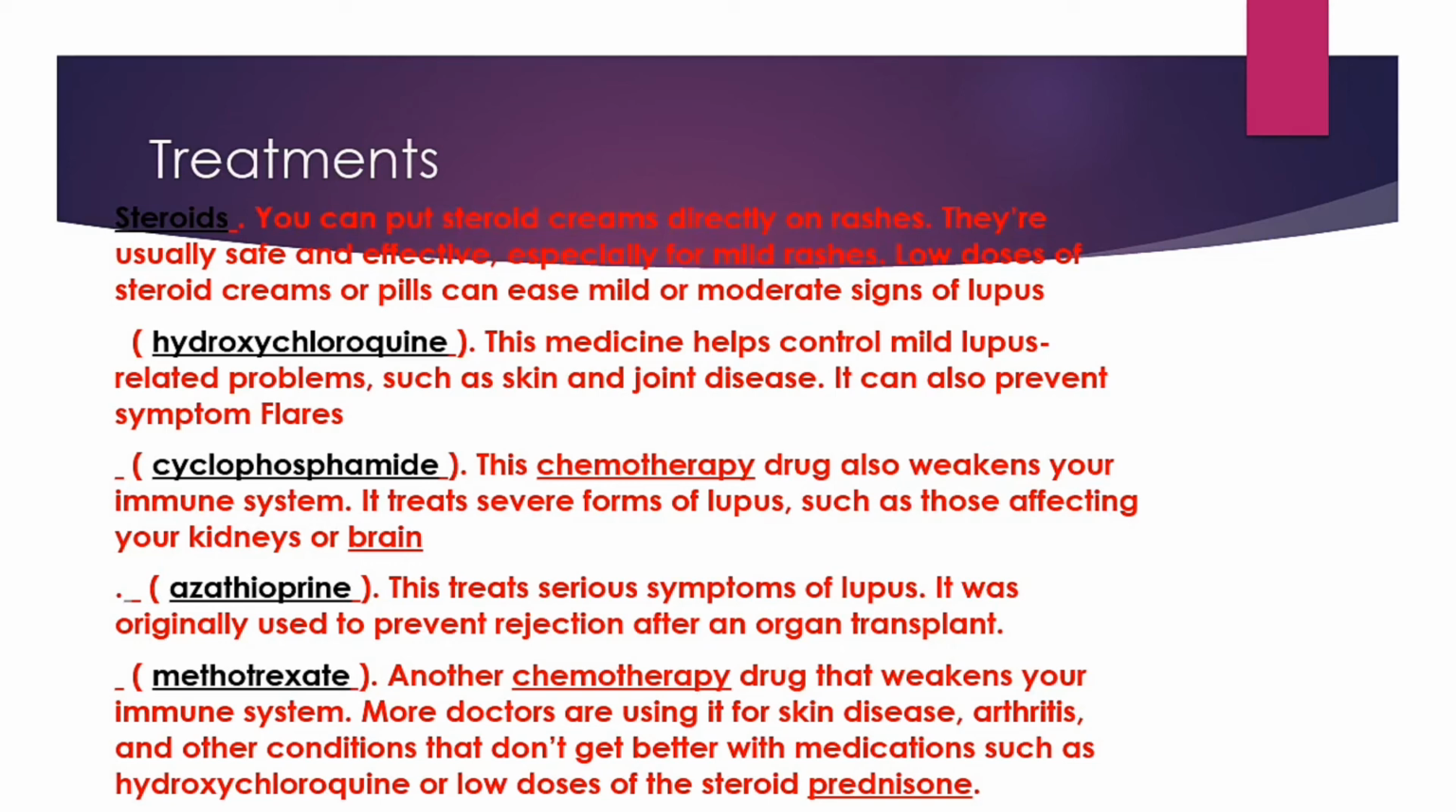Also, low doses of steroid creams or pills can ease mild and moderate signs of lupus. So that's why steroids are mostly used for mild and moderate lupus.